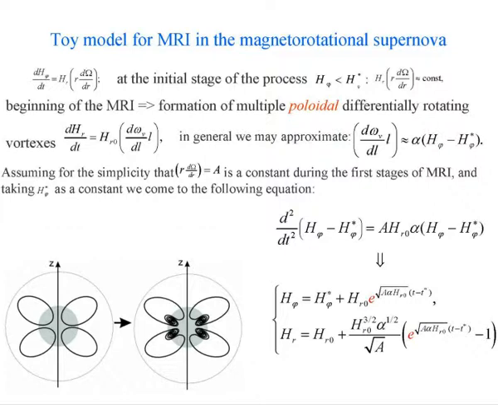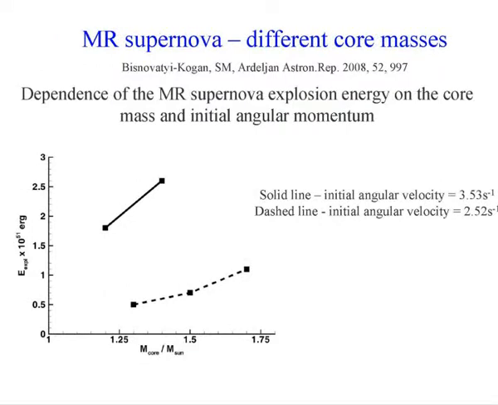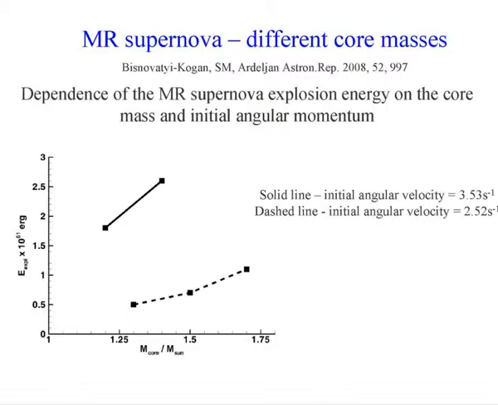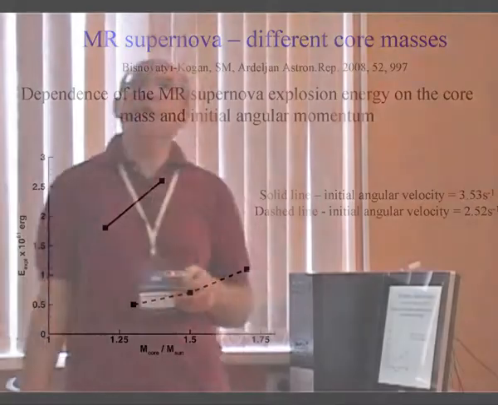The next point which we decided to simulate is what will be the dependence of the magneto-rotational supernova explosion energy on the core mass and initial angular momentum. We calculated a number of variants with different initial cores from 1.3 to 1.75 solar masses and with different initial rotational energy. And we found that when we increase the mass of the star, we increase the poloidal energy. And an especially important point is that we increase the explosion energy when we increase the energy of rotation. So in our simulations, we reached something like 2.5 by 10 to the 51 ergs of explosion energy, which is pretty good.